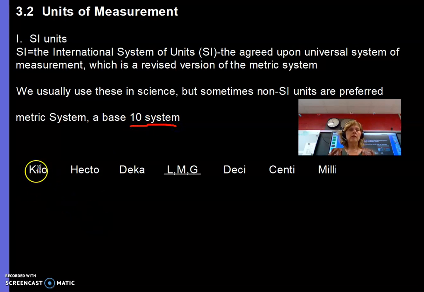So what that means is, these are the prefixes: kilo, hecto, deca. These are my base units. Base units are liters, meters, grams. So we don't put a prefix in front of those: liters, meters, and grams. And then deci, centi, milli.